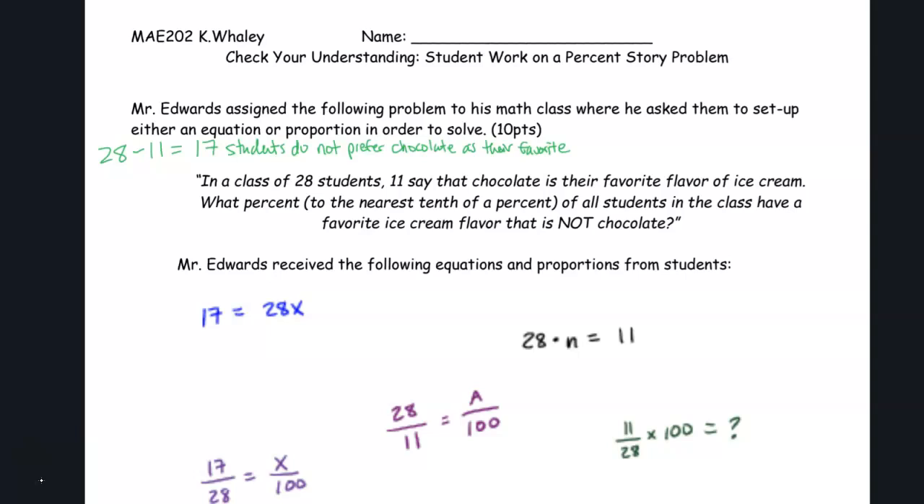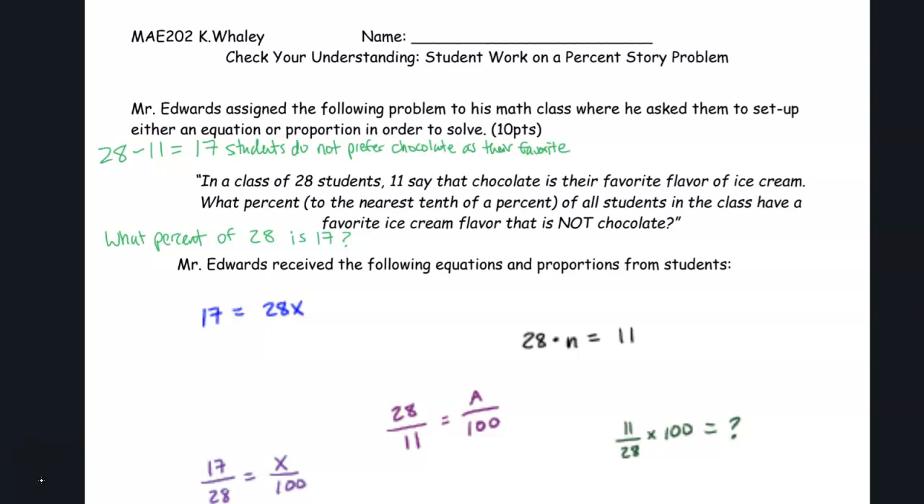If I were going to do this with the translation method, I would probably translate or summarize what it's asking me to find. It's asking me what percent, and it wants the percent of all students in the class that do not have chocolate as their favorite. And we already know that that's 17. So we could say: what percent of the 28 students is the 17 that don't prefer chocolate? That would be one way to ask this question.